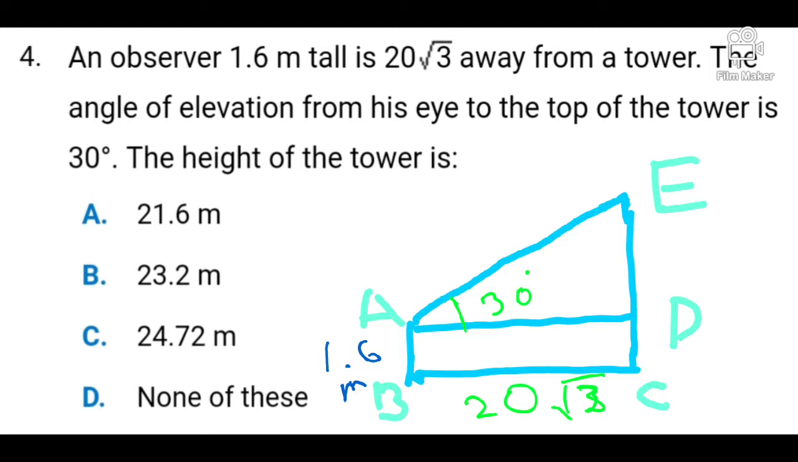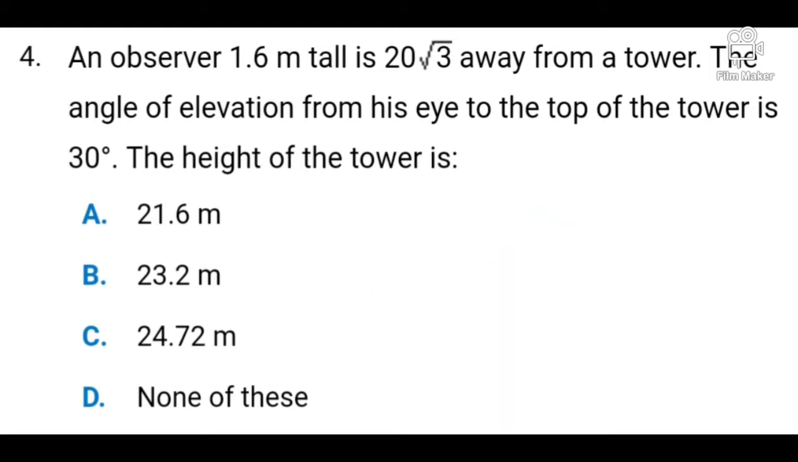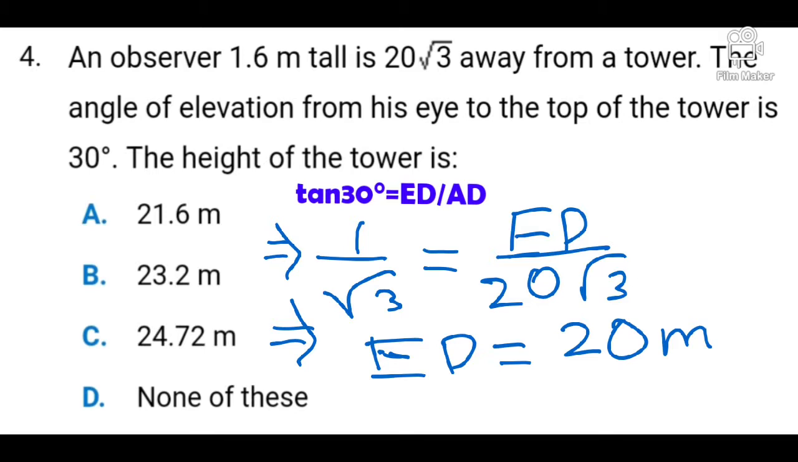Similarly, we will see that BC is equal to AD. That is, since BC is equal to 20 root 3 meter, therefore AD is equal to 20 root 3 meter. So therefore, in triangle AED, we got that AD is equal to 20 root 3 meter and angle EAD is equal to 30 degree. In order to find the height of the tower, we need to find ED. Since we have the base and we need to find the perpendicular, we take tan 30 degree is equal to ED by AD. We get 1 by root 3 is equal to ED by 20 root 3, and from this we get ED is equal to 20 meter.